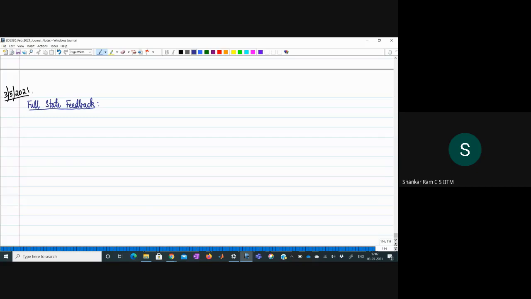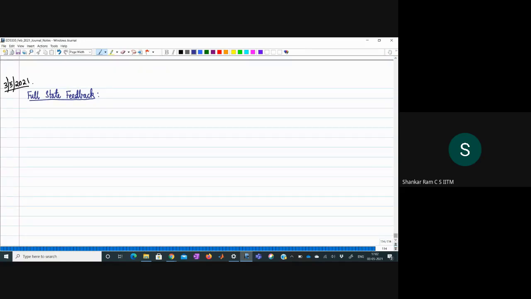So now the question is, how do we use all these things together to come up with the overall controller design using the state space representation? A very common controller which is used in this regard is what is called a full state feedback controller. So let's see what a full state feedback controller is.